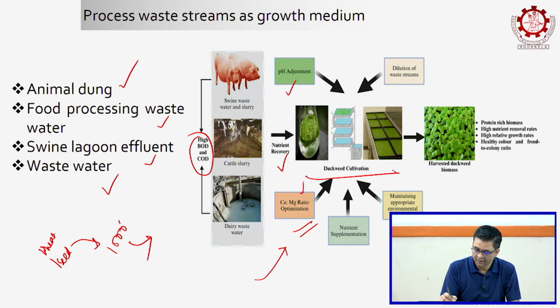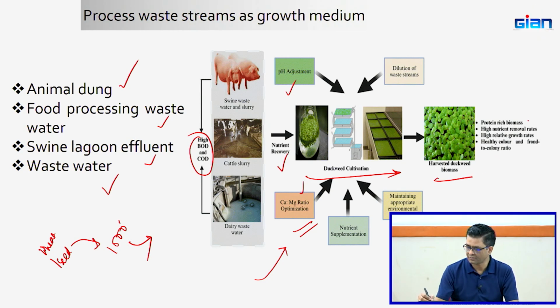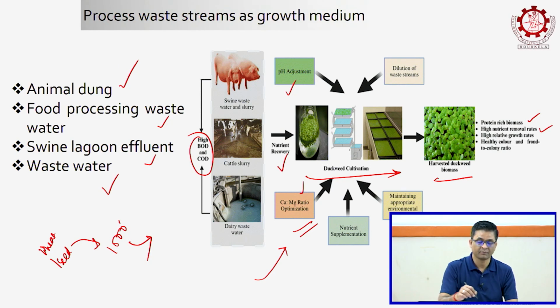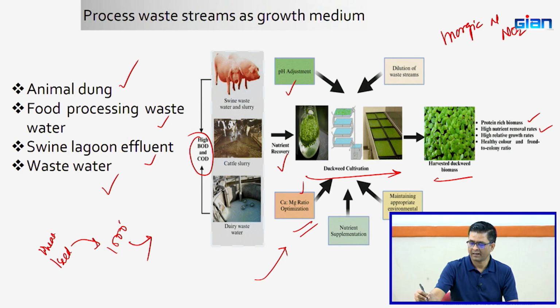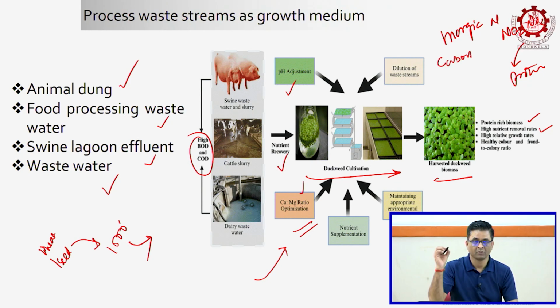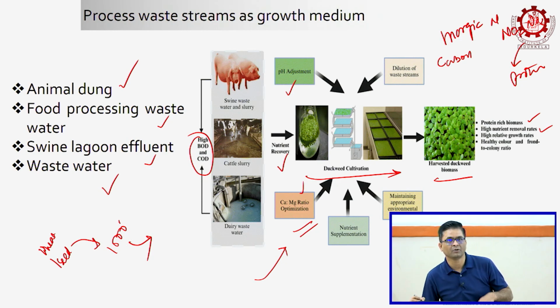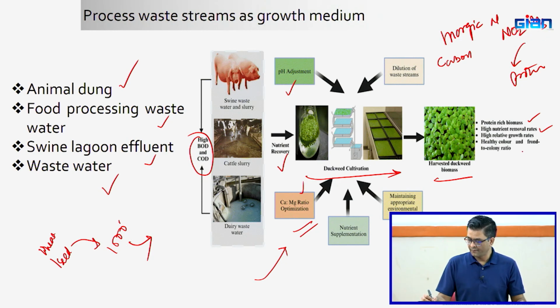And this is the way duckweed cultivation can happen, and then you get a biomass which is rich in protein. It removes the nutrients from the wastewater. That means it converts the inorganic forms of nitrogen, that is nitrates and nitrites, into proteins. Carbon from CO2 in the air is made into starch, cellulose and other nutrients. So that's what it is.